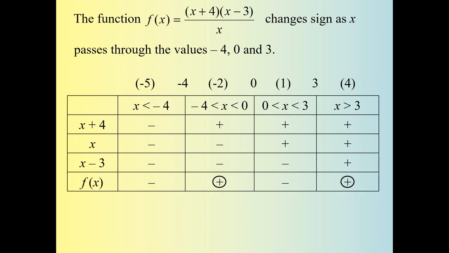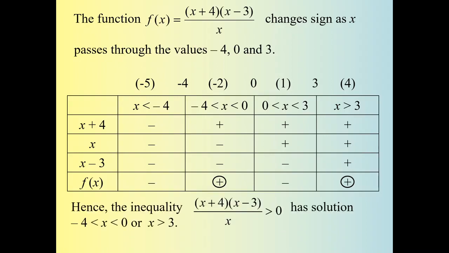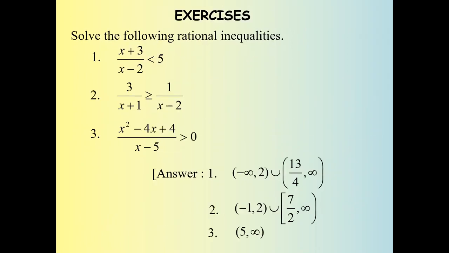The intervals with the positive signs are selected as the inequality symbol is greater than 0. Hence, the solution is x is greater than -4 and less than 0, or x is greater than 3. You can try these exercises for rational inequalities.